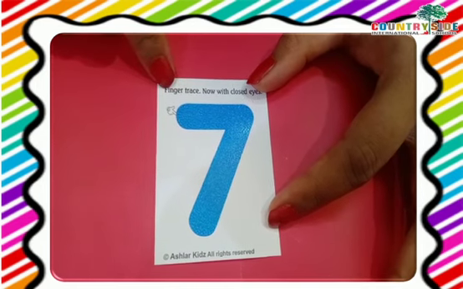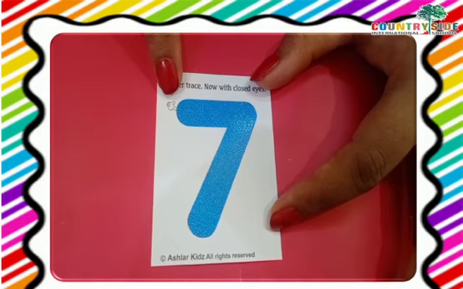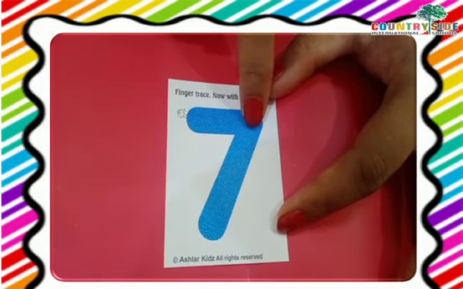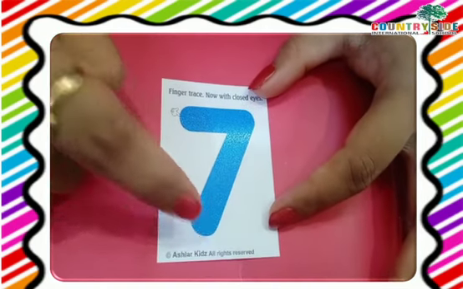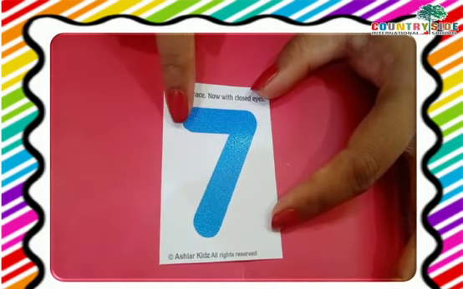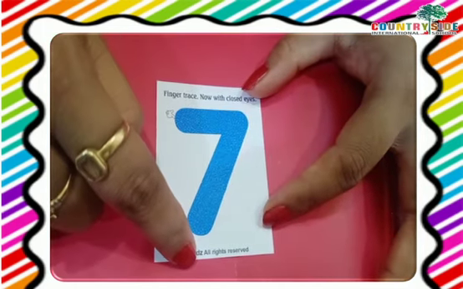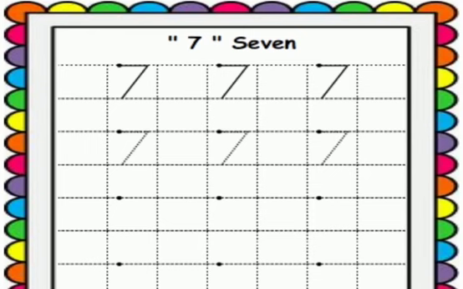This is number 7. To write number 7, start from here. Make a sleeping line, then a slanting line. This is number 7. After 6 comes number 7.